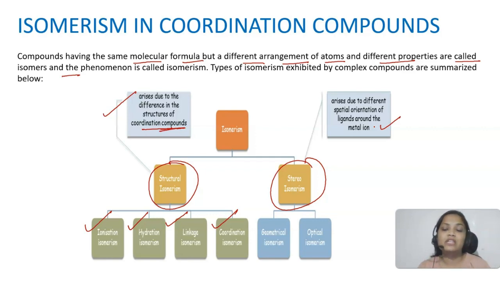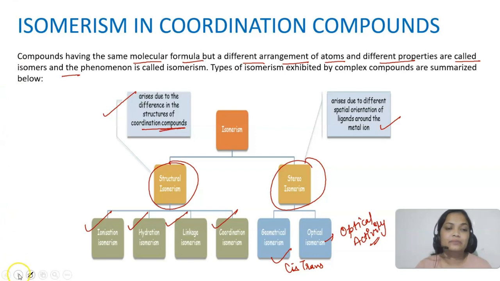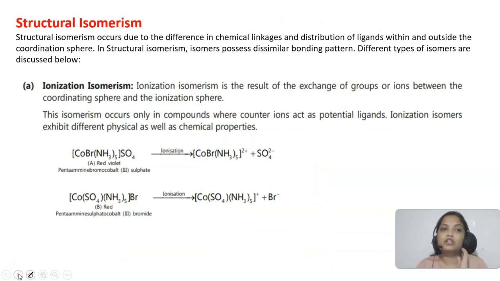So that will be stereoisomerism. And in stereoisomerism we have two types: geometrical, in which we will study cis-trans isomerism, and then we have optical isomerism, where we will be talking about optical activity, meaning chiral compounds and all of that. So this is what we will be learning in today's lecture. I have taken all these in detail. So let us start with structural isomerism.